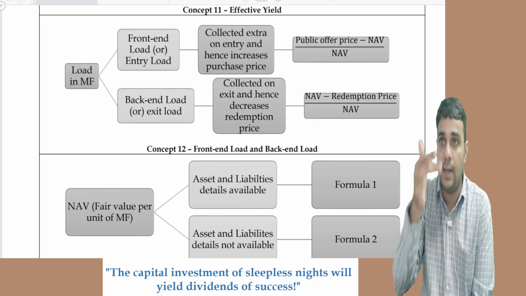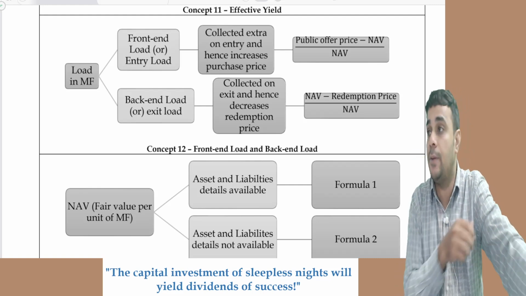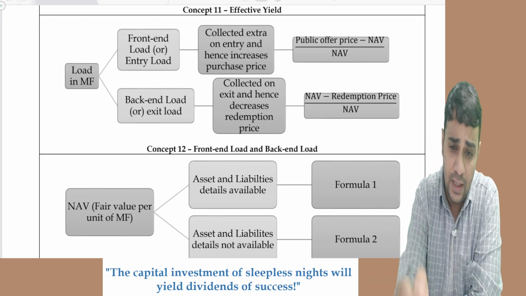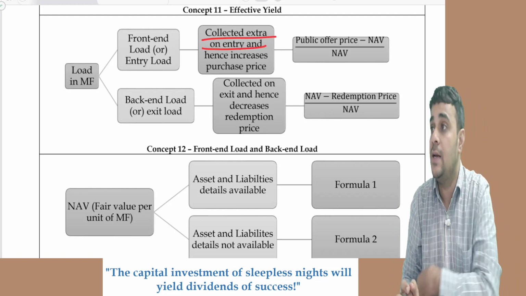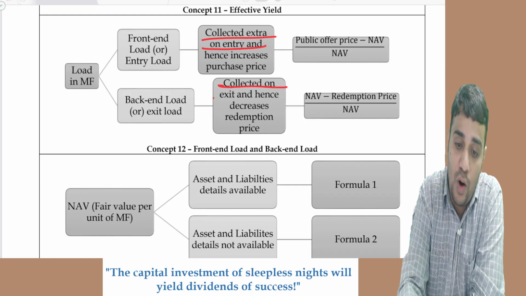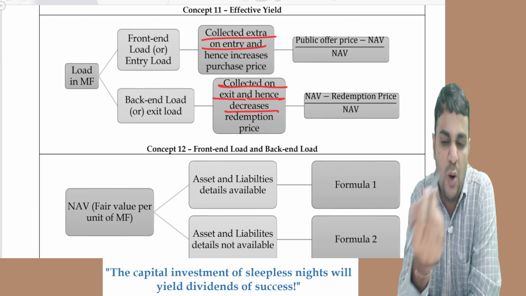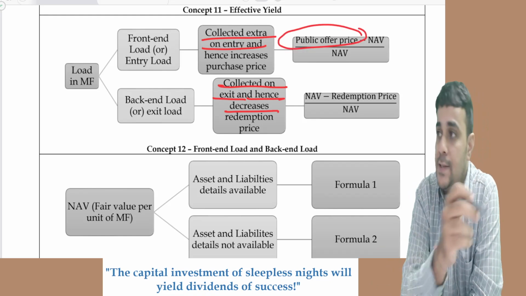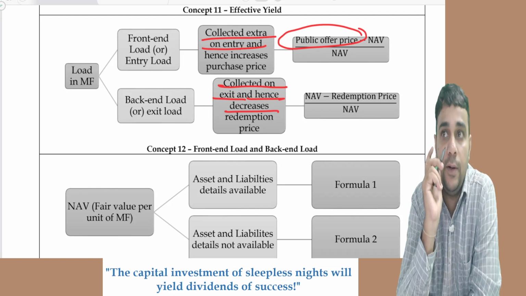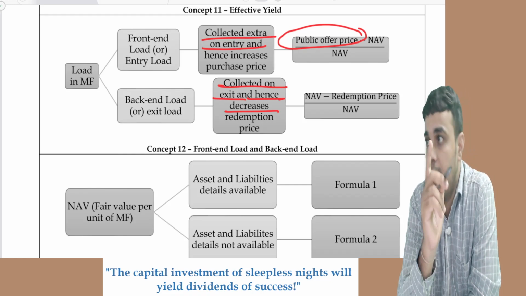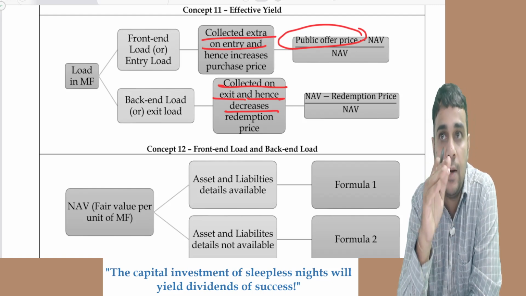Entry load is at the time of entry into the MF, exit load at the time of exit from the MF. Extra collected on entry increases the purchase price. Load collected on exit decreases the redemption price. How do I calculate? Public offer price minus the NAV, divided by the NAV. NAV is 10, but you have to pay 10.5. NAV is only 10 rupees, but you have to pay how much? 10.5. That extra 0.5 as a percentage of 10 is called entry load.